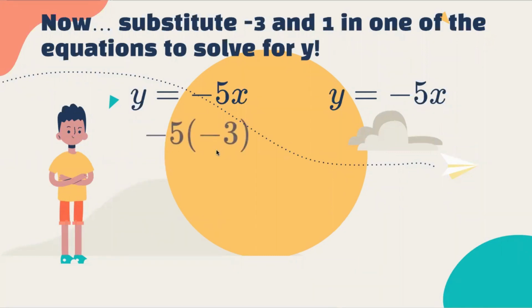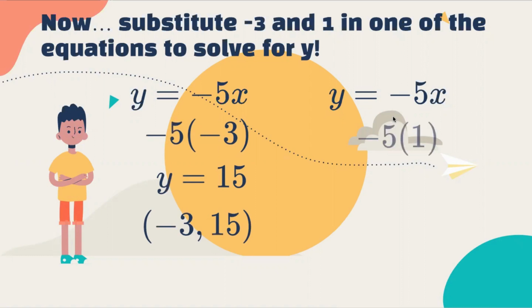First, I'll plug in negative 3. Negative 5 times negative 3 just equals positive 15. So your y would equal 15. And your final ordered pair would be (-3, 15). You can do the same for positive 1. Plug it into y equals negative 5x.